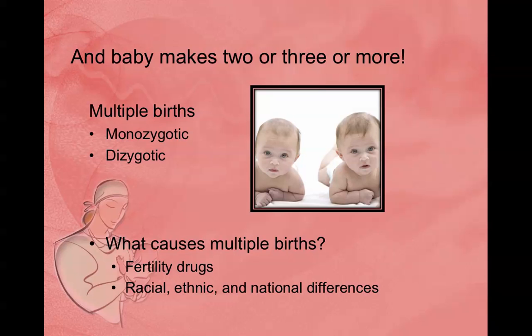Sometimes other types of multiple births may occur. This may be due to fertility drugs, to racial, ethnic, or national differences. Older women are more likely to have multiple births, and they are more common in some families. Multiple births are also more common among African American couples than white American couples. There's an inherited difference in the likelihood that more than one ovum will be released at a time.